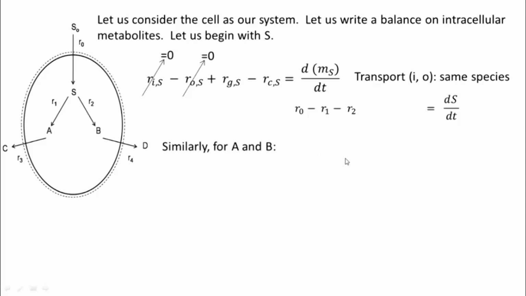Similarly, for A and B, A is formed at the rate of R1, it gets converted at the rate of R2. So generation is R1, consumption is R2, R1 minus R2 is dA/dt. Similarly for B, formed at R2 and getting consumed at R4, therefore R2 minus R4 is dB/dt.